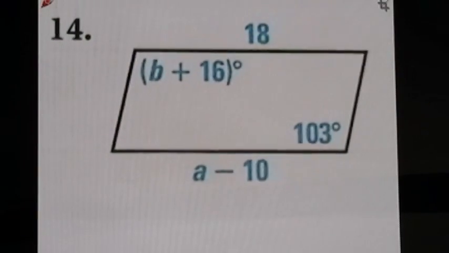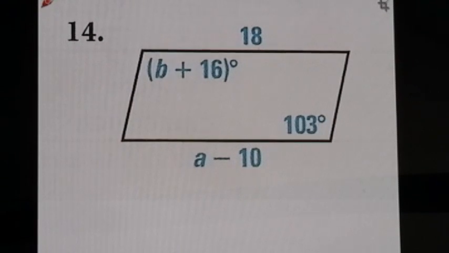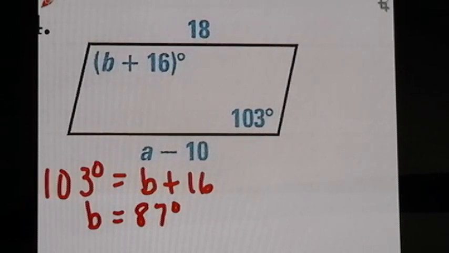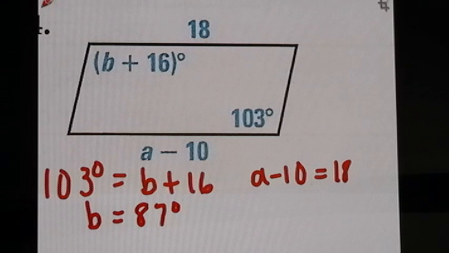Okay, we know that opposite angles are congruent and opposite sides are congruent. So 103 degrees equals b plus 16. So moving your 16 over, 103 minus 16 is 87. And then to find a, a minus 10 equals 18 because opposite sides are congruent, so a must equal 28.